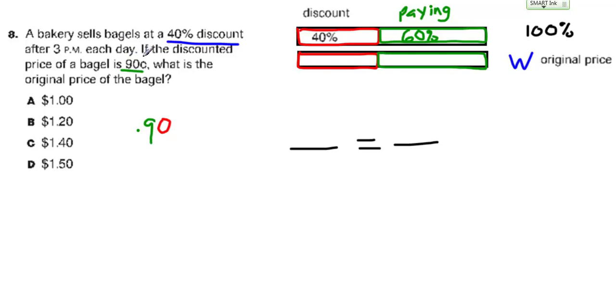Alright, so let's read it again and make sure we know where to put it. Is that how much off of the regular price, or is that how much the customer's paying? Because they're asking for the original price. We don't know that. It says, if the discounted price of a bagel is 90 cents. So that's not telling us how much off it is. It's telling us how much the customer's paying. We're going to put that number right here, 9/10.